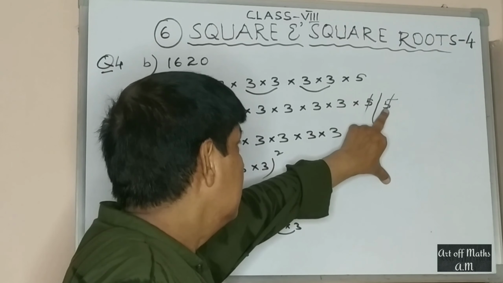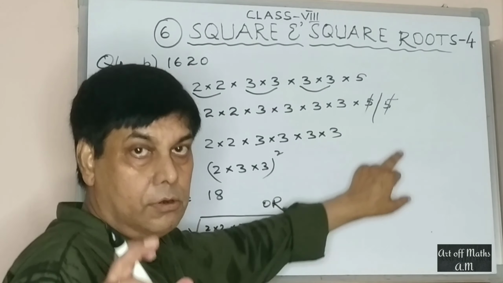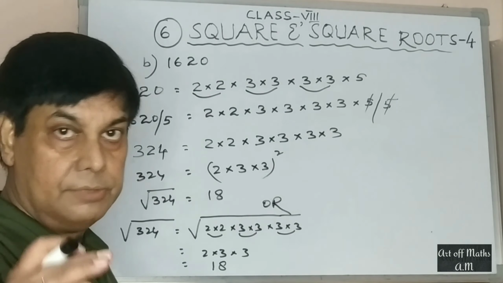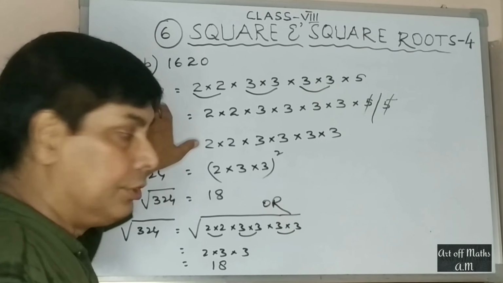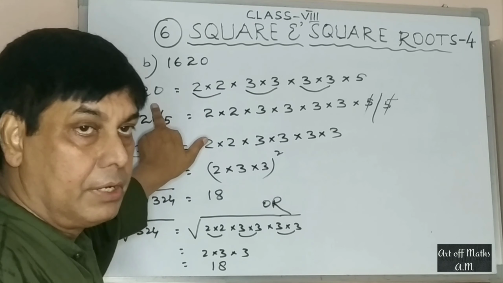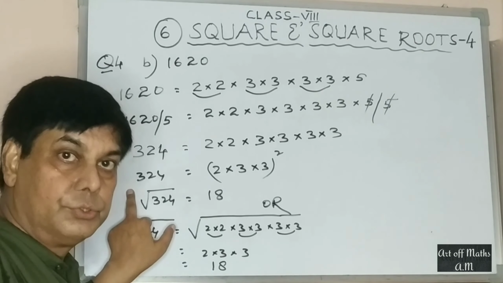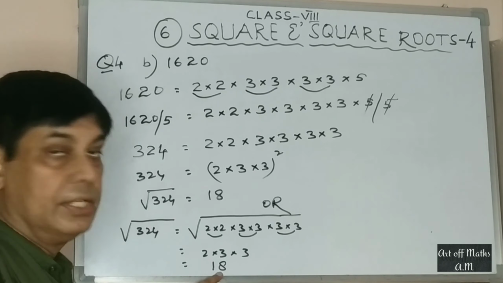Now conclusion. 5 is the least number, or the smallest number, by which we should divide the given number 1620 so as to get a perfect square number 324, whose square root is 18.